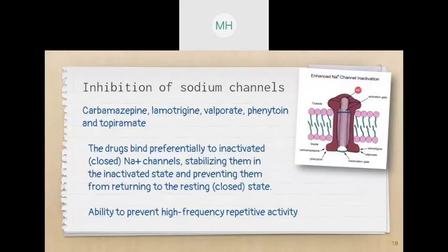So we go through the first mechanism of agents. For example, the drugs like carbamazepine, lamotrigine, valproate, phenytoin, and topiramate. These drugs bind preferentially to inactivated sodium channels, stabilizing them in the inactivated state and preventing them from returning to the resting closed state. This is their ability to prevent high frequency repetitive activity.